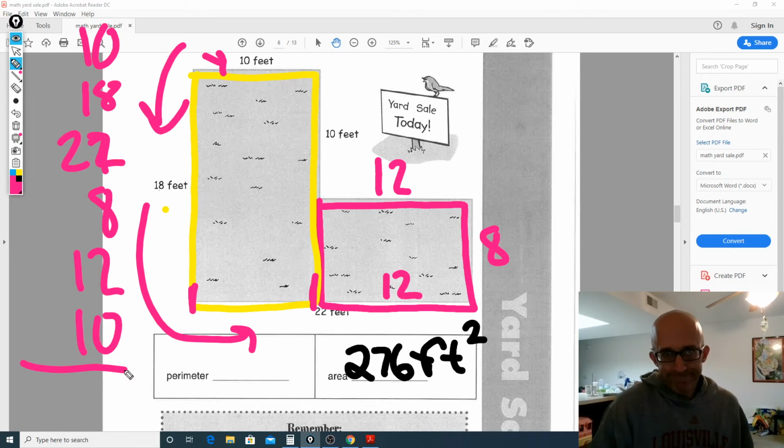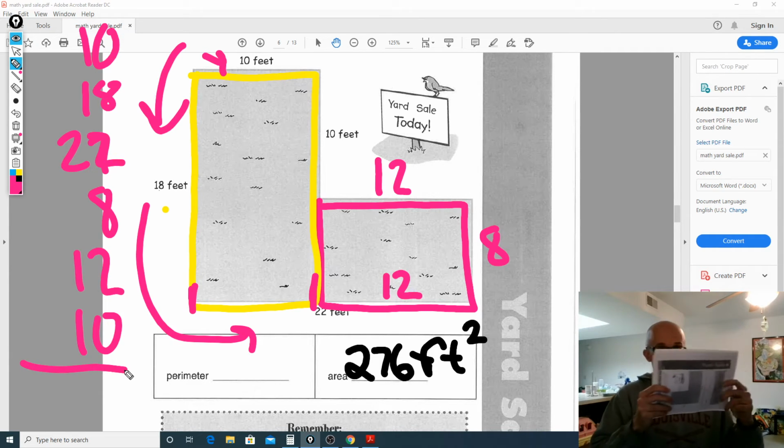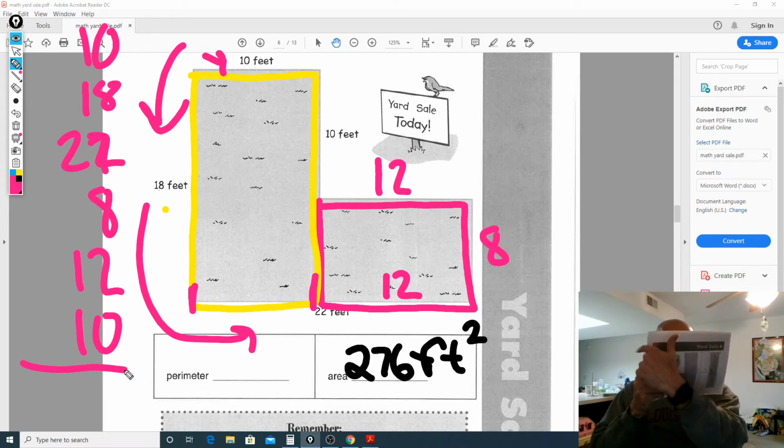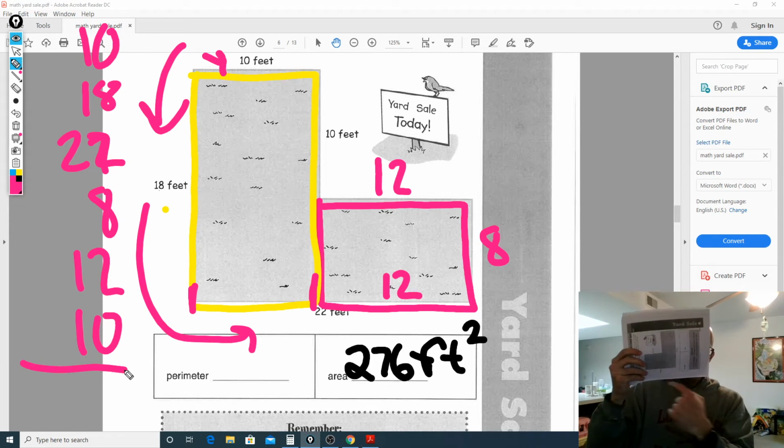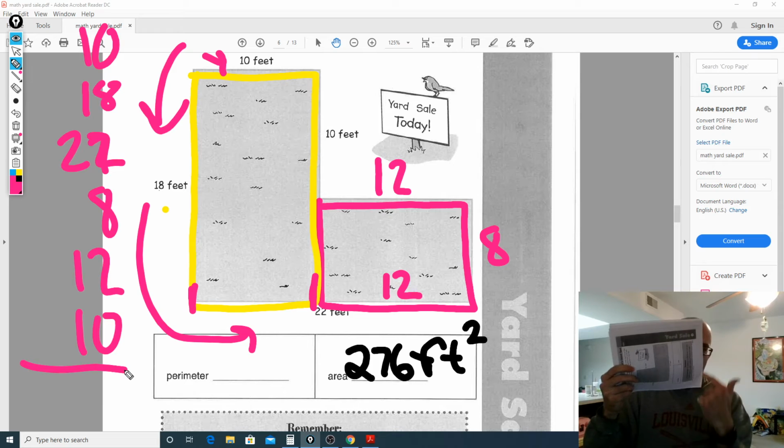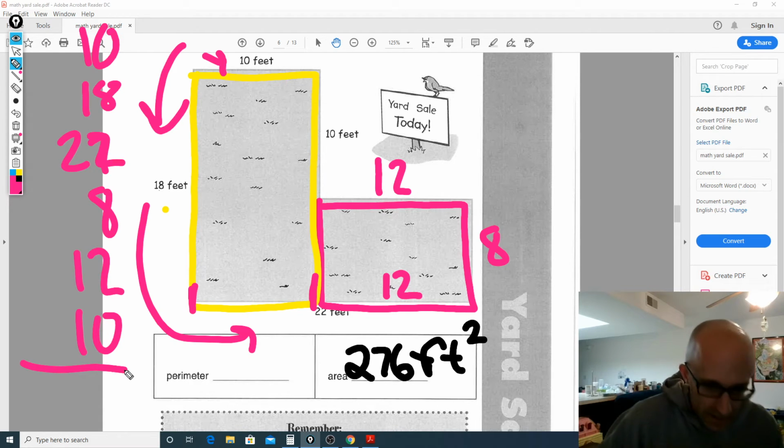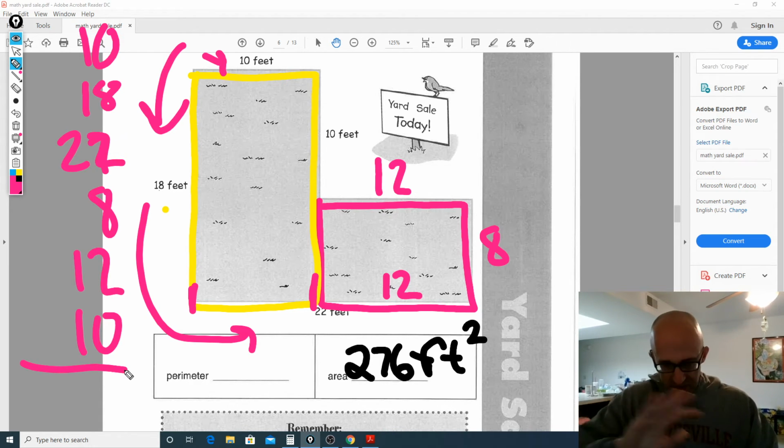Simply put, add them up. Remember, perimeter is the measurement around something. Like in the instance of my paper here, the perimeter is the measurement around the paper. Area is what is covering something, perimeter is what's around it.